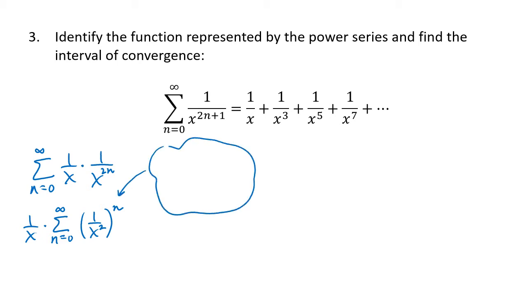Remember, the series that I'm always keeping in the back of my mind is that if I sum x to the n, then I get 1 over 1 minus x. So here I'm summing 1 over x squared to the n, so I'm going to get 1 over 1 minus 1 over x squared.